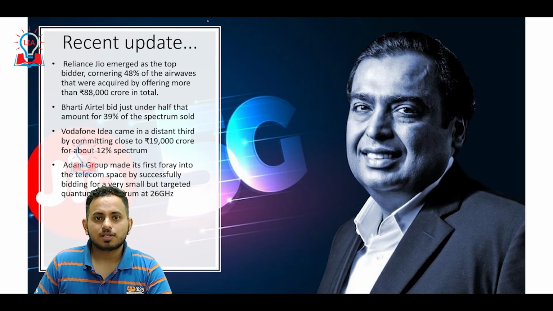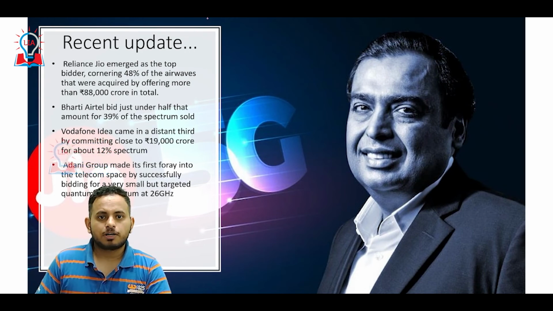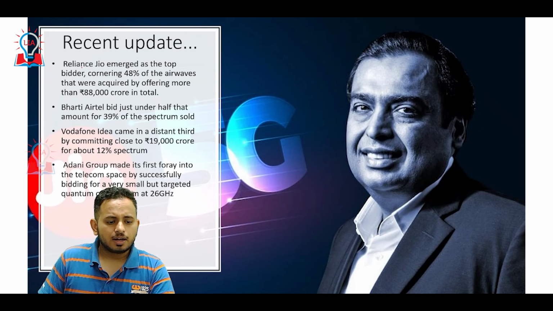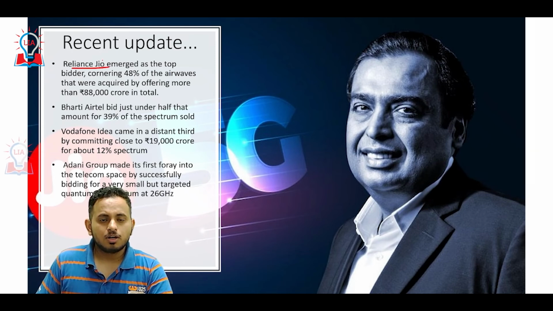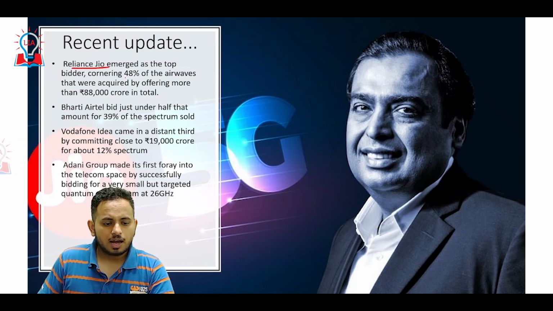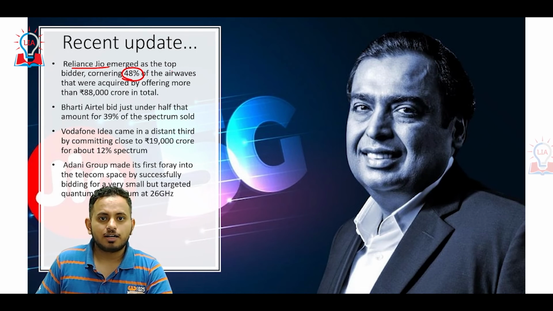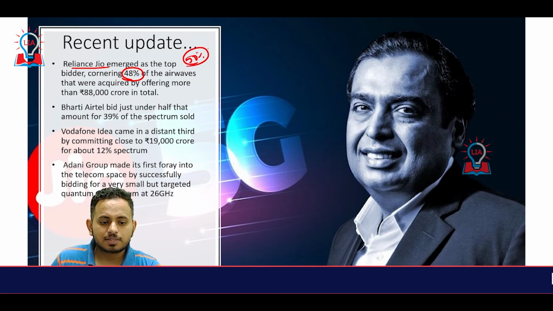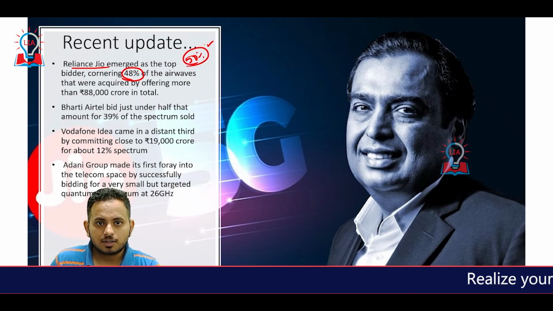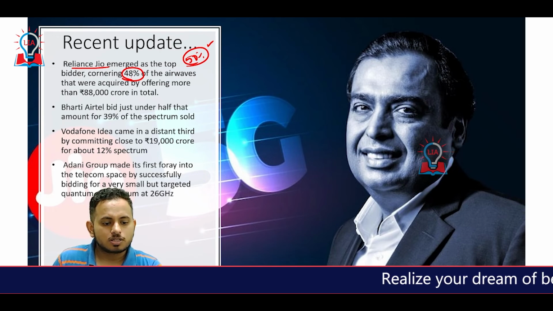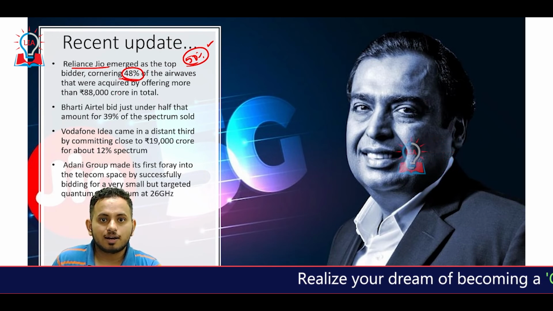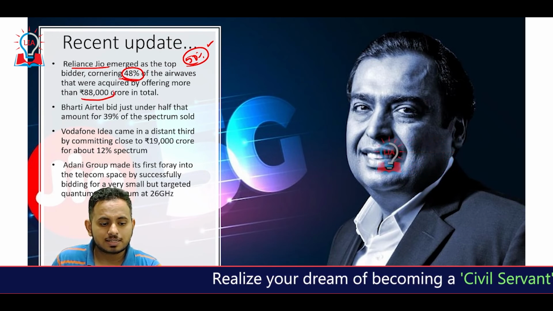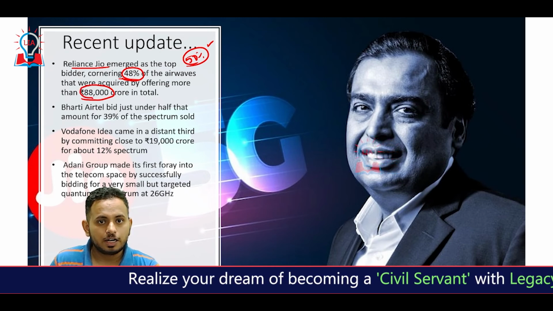So what happened with respect to 2022 spectrum auction? You can see here, Reliance Jio, as expected, was the largest bidder, and it secured 48% of the entire spectrum that was reserved for bidding. So this year you can say around 50% of the spectrum that was allowed for the bidding was taken over by Reliance Jio, and Reliance Jio invested a huge amount, that is 88,000 crores into the spectrum auction.